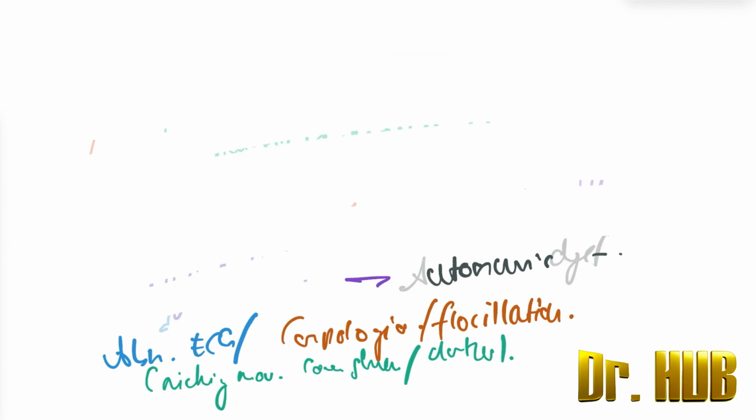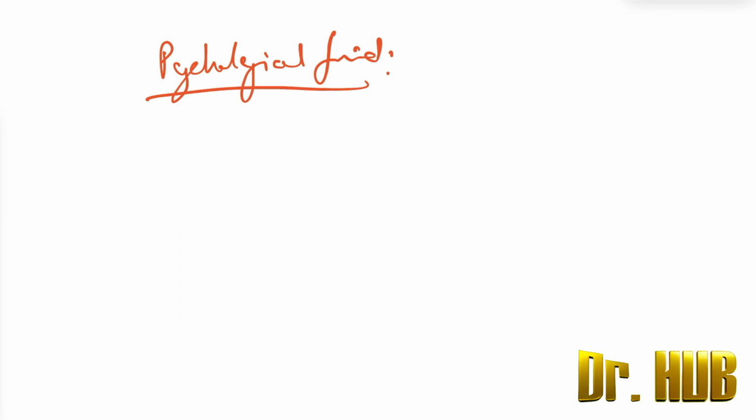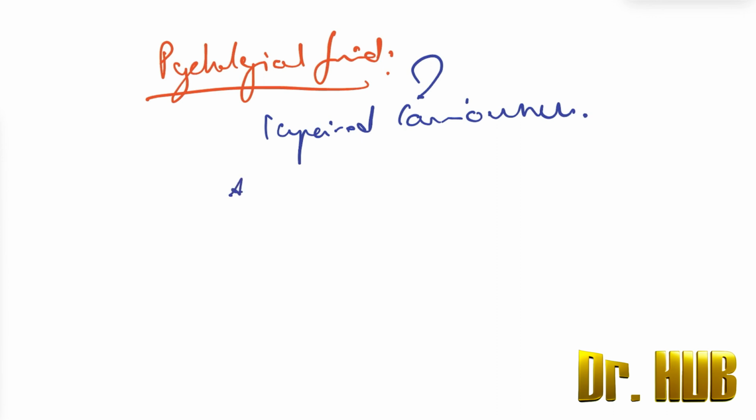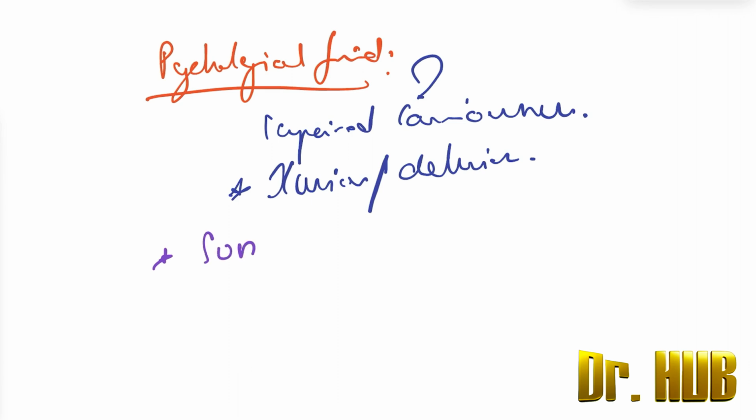Then we are going to look at the psychological findings. There is impaired consciousness. Then there are also illusions and delusions. Next comes sundowning, which is nothing but the symptoms worsening at night. You need to know that it worsens at night.